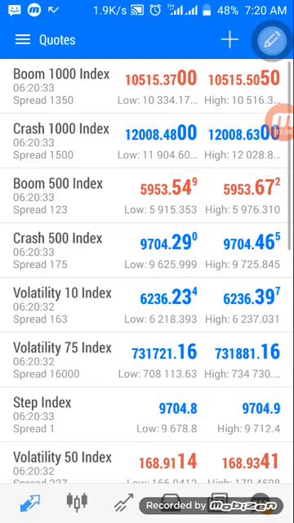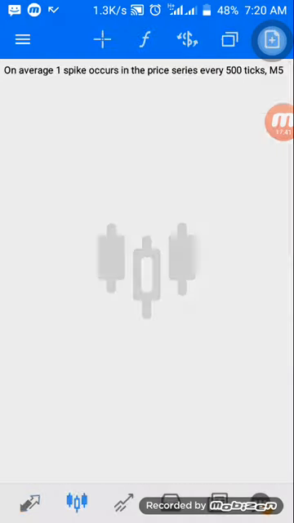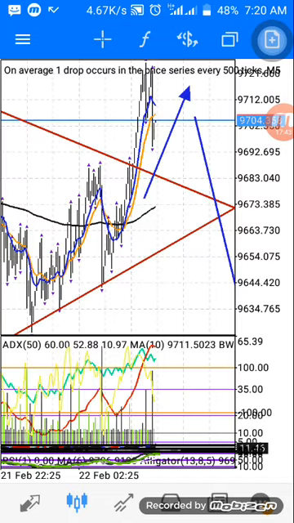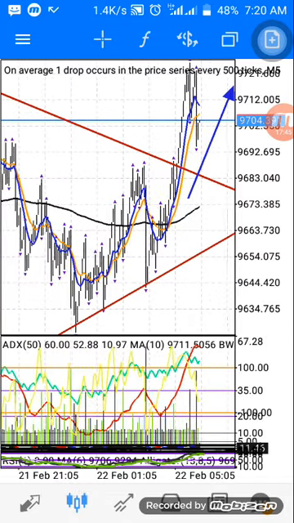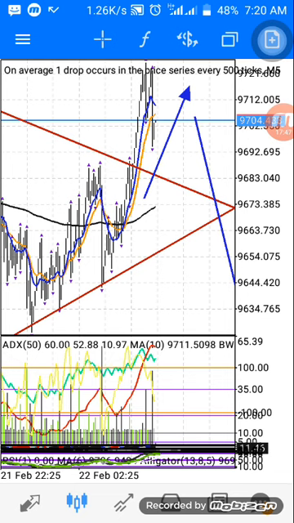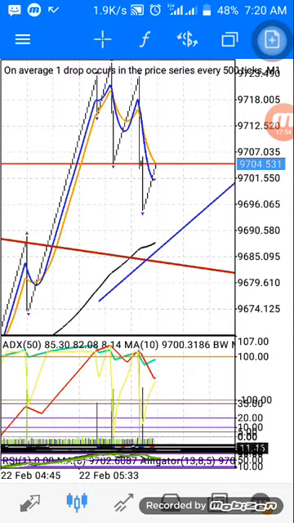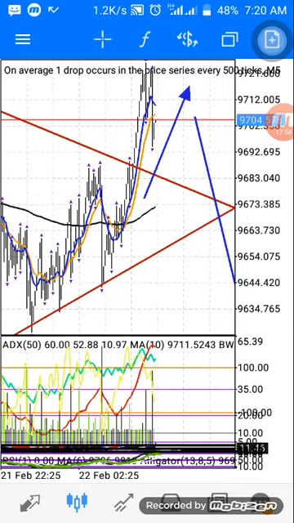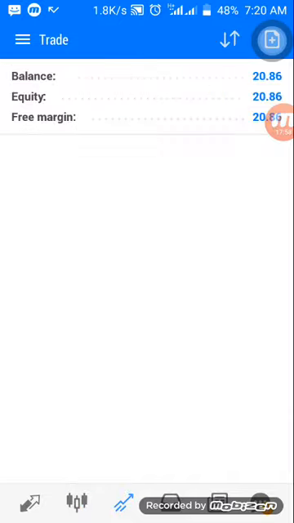Let's check Crash 500. Okay, Crash 500 is also doing well. You see that I told you guys in the VIP where we sold this market. We sold the market, and look at what's happening here. We sold it, guys. We sold it. You saw my plots on that place. You saw my plots. Look at that.